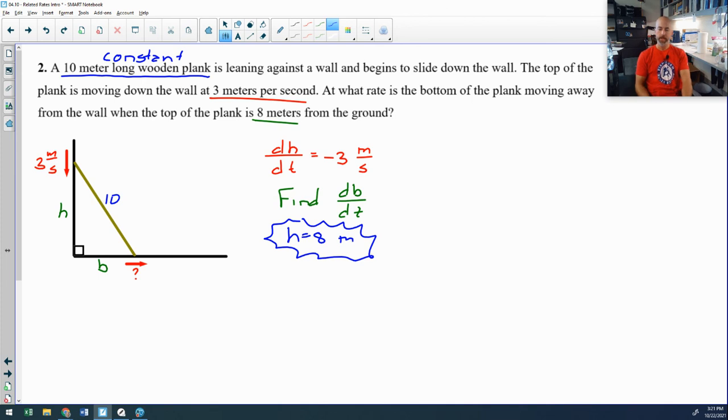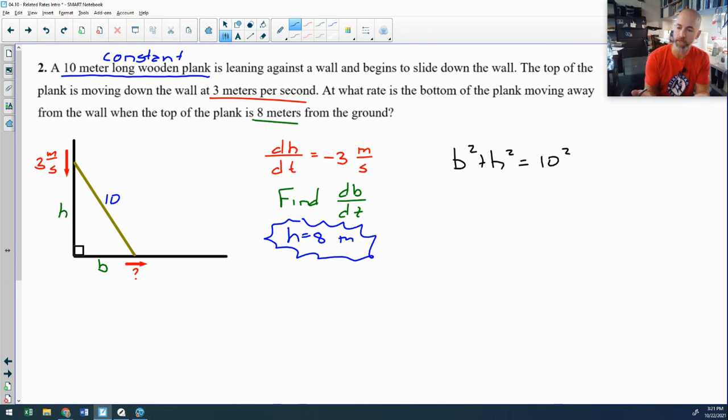I have my little diagram here, and I need to tie all this together with some type of an equation. We're not going to use area, but notice that in this right triangle, everything is about the side lengths, and there's a nice, cute formula that ties your side lengths together, and that is your Pythagorean theorem. B squared plus h squared equals 10 squared.